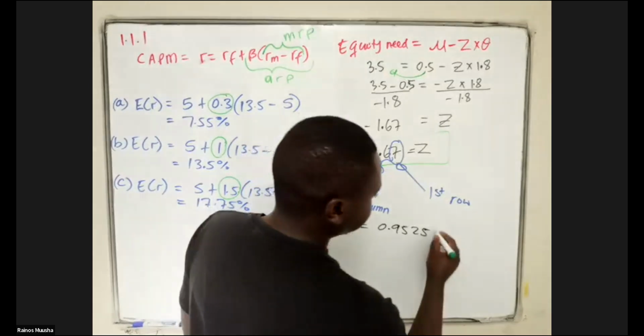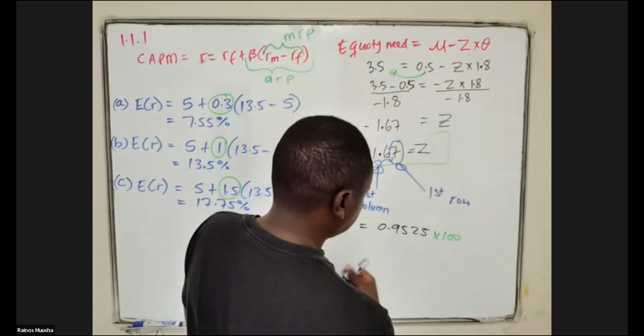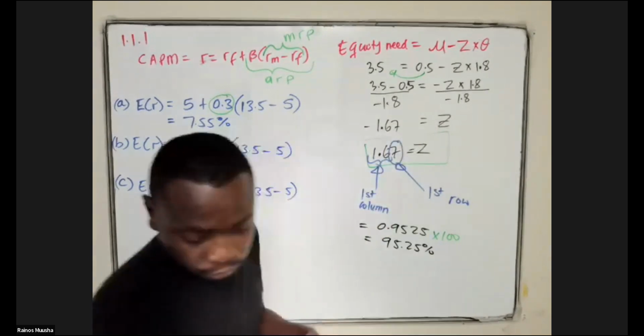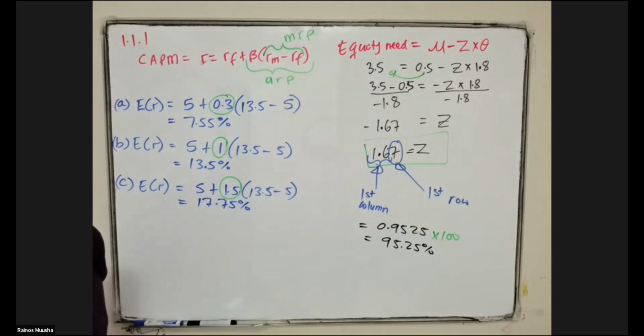If you multiply that by 100, it means the bank has a 95.25% probability of having a positive equity. Therefore, the bank has a 95.25% probability of having a positive equity.